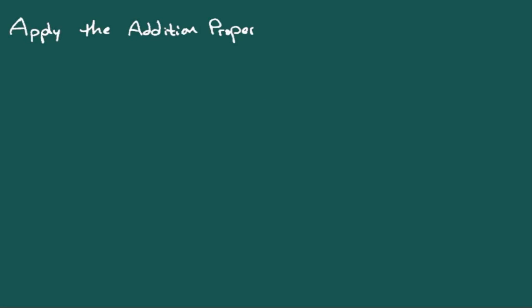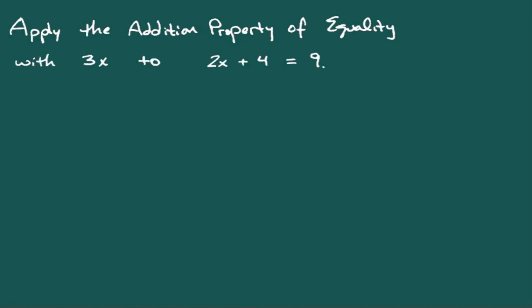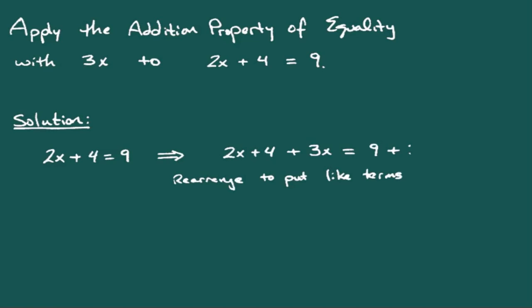All right, so let's apply the addition property of equality. This time, we want to apply it with 3x, and we want to apply it to our expression 2x plus 4 is equal to 9. And so what's that solution going to look like? Well, I'm going to start off again with my initial expression, 2x plus 4 is equal to 9. And then what the addition property of equality tells me to do is that I can add 3x to both sides and I can maintain that equality. So that's exactly what I do. I add on 3x to the left side and 3x to the right side.